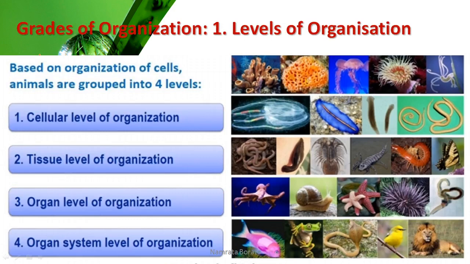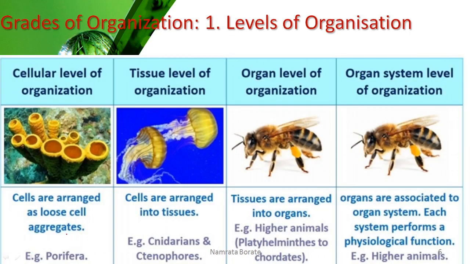So, in the first phenomena, that is the first grade of organization or the first criteria used for animal classification, that is level of organization. Based on organization of cells, animals are grouped into 4 levels. First level is a cellular level of organization, means the organism consists of only a cell. Second one is a tissue level organization, means the organism consists of tissues. And the third one is a organ level organization. The fourth one is a organ system organization.